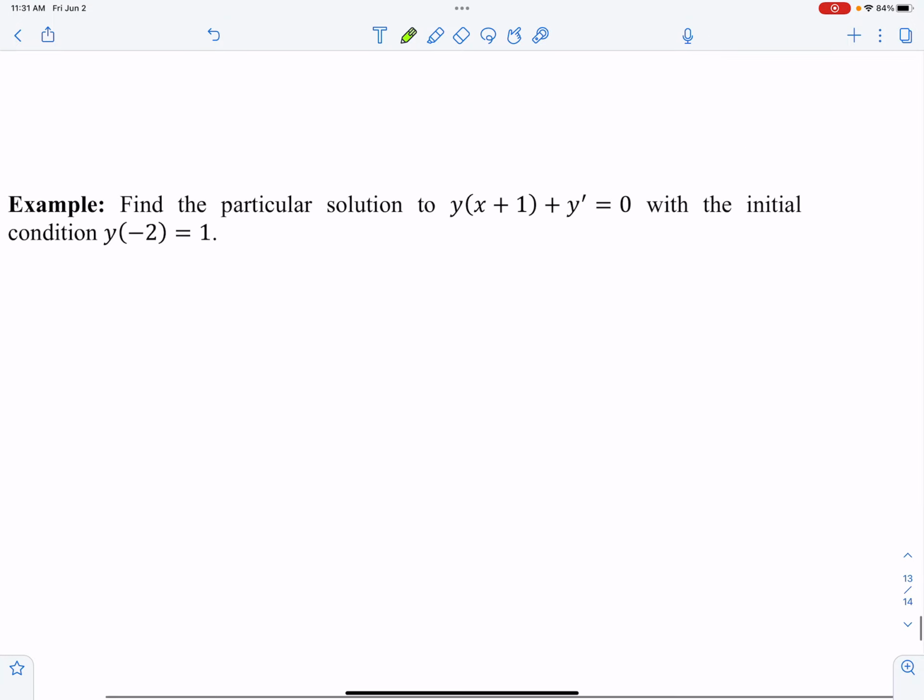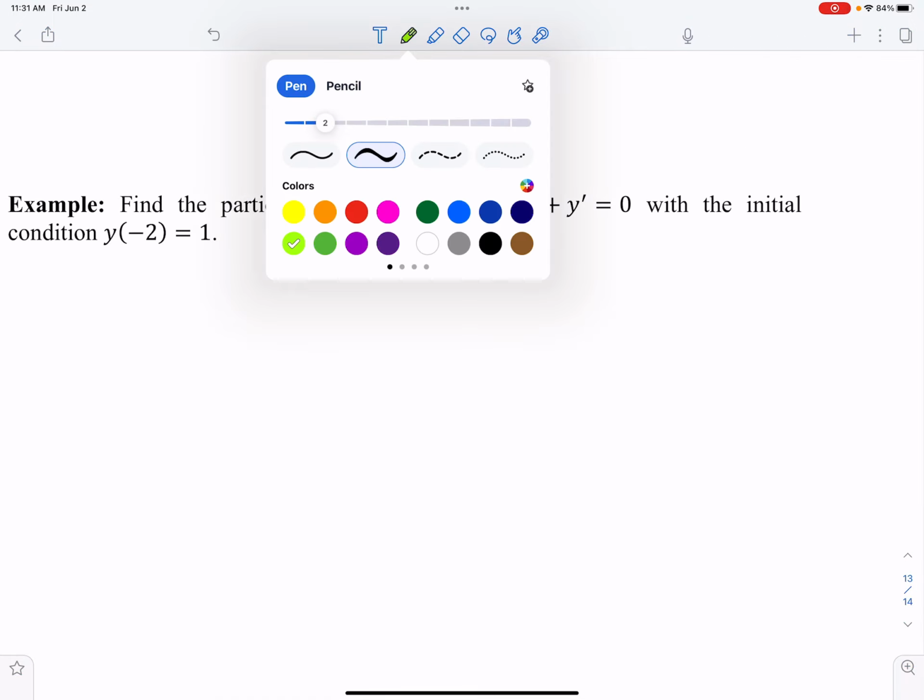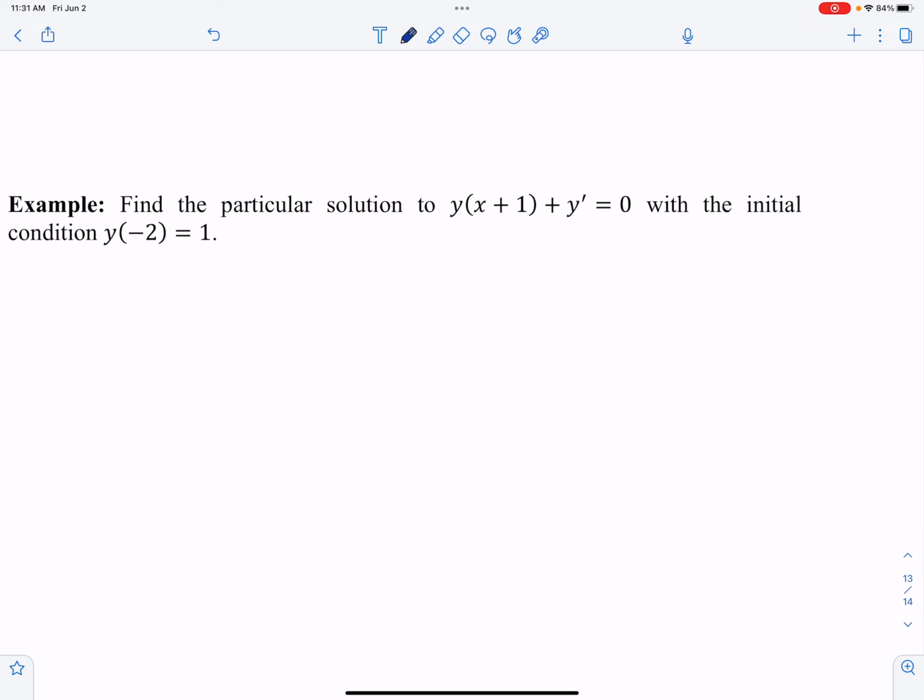Okay, let's check out this one. So this one, we're finding a particular solution that would pass through the point -2, 1. This is like using function notation and calling your function y. y prime can also be written as dy over dx. Remember, they mean the same thing. So it might be helpful for us to rewrite this differential equation as y times the quantity x plus 1 plus dy over dx equals 0.